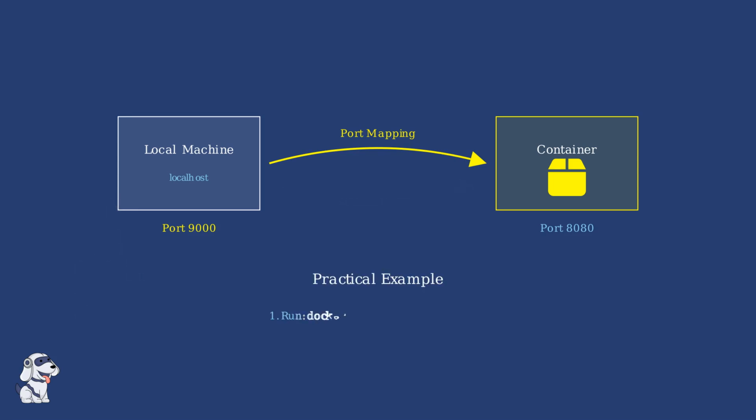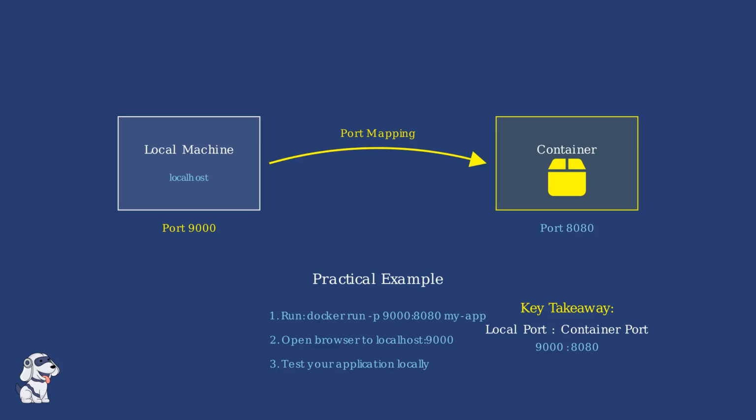This port mapping is essential for local development and testing. You can test your containerized application as if it were running directly on your machine, but with all the benefits of container isolation. Remember, the first number is always your local port, and the second number is the container port. This mapping creates a seamless bridge between your development environment and your containerized application.